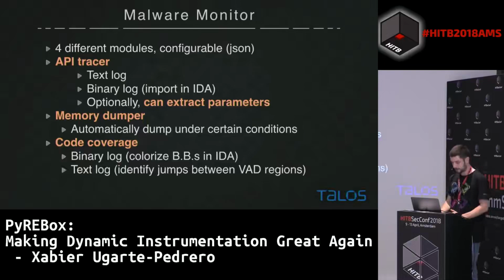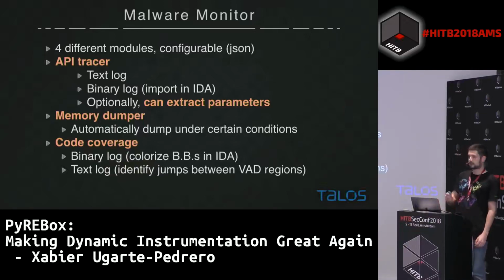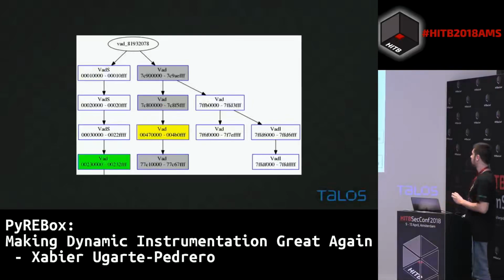There's also a code coverage module that produces an instruction trace. This instruction trace can be imported into IDA in order to colorize the different basic blocks so that we can get an idea of what gets executed, what not, in certain conditions, which path was taken, and a text log. And the particularity of the text log is that it doesn't record every single instruction, but only the transitions from one VAD region to another VAD region. What is a VAD region?